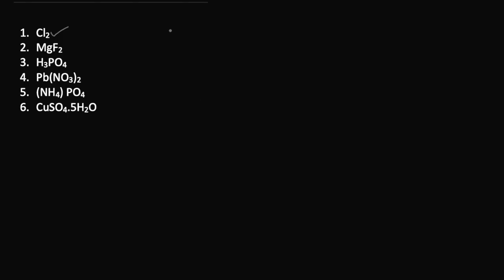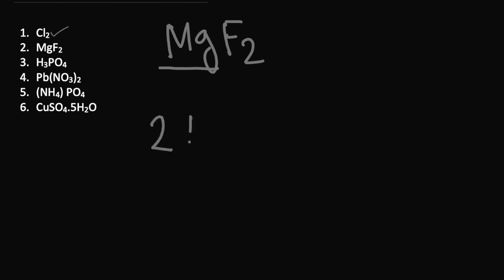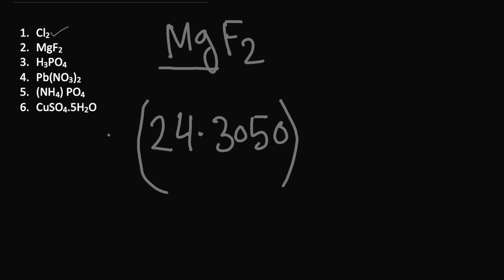So for our second example, we have MgF2. This is also known as magnesium fluoride. Again, if you look at your periodic table, you will see that the atomic mass of magnesium is 24.3050. For this, we are just going to times this with 1 because magnesium doesn't have any number with it. That means it's just 1 mole of magnesium.